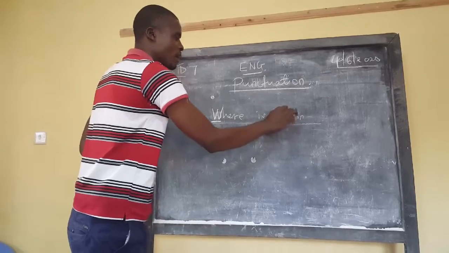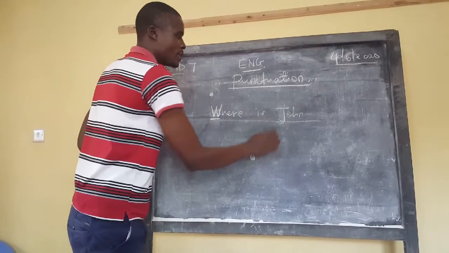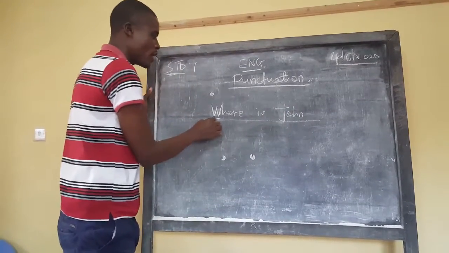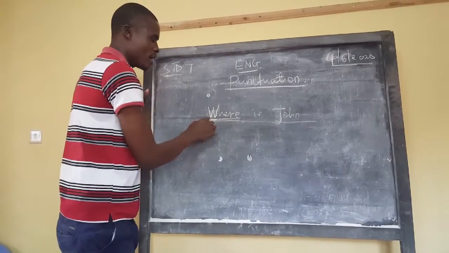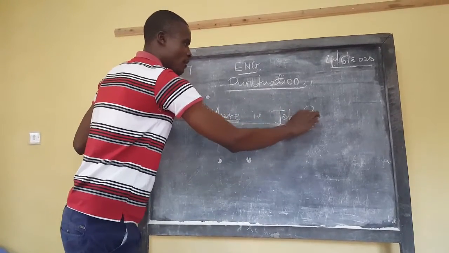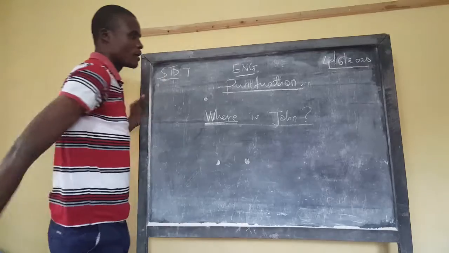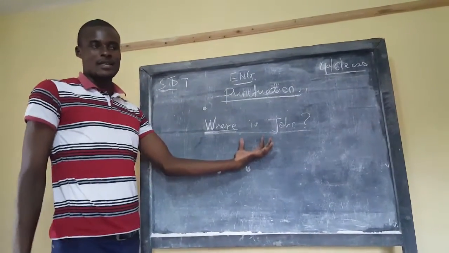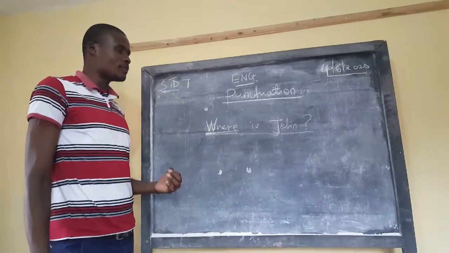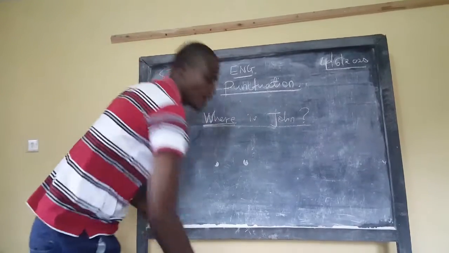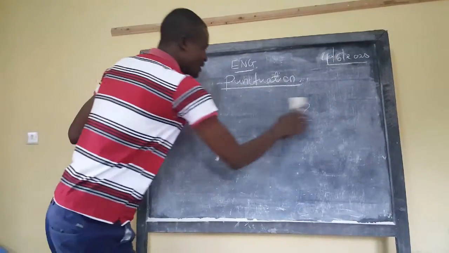The word John is a proper noun, hence John was written in a capital letter. And then because it's a question, where, so you come here and put a what? A question mark. So this sentence is said to be correct. It's correctly punctuated. Somebody can see it and read it correctly.